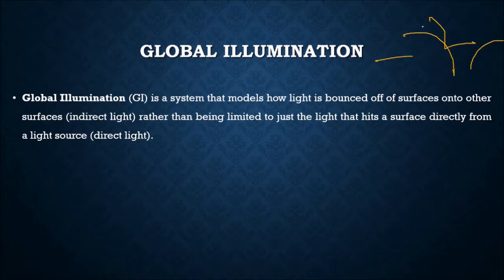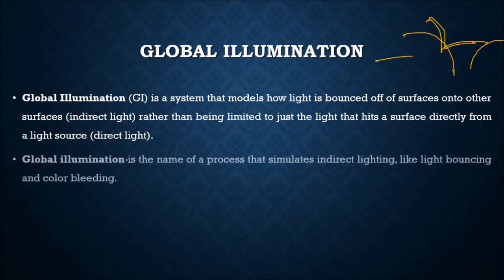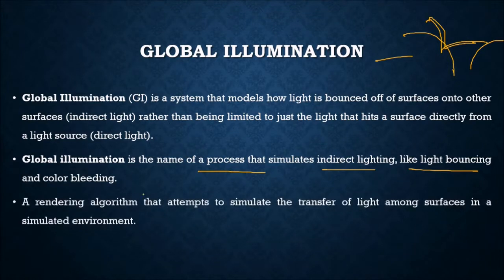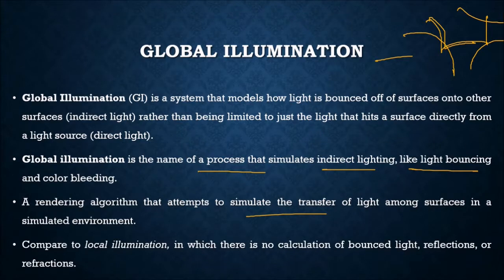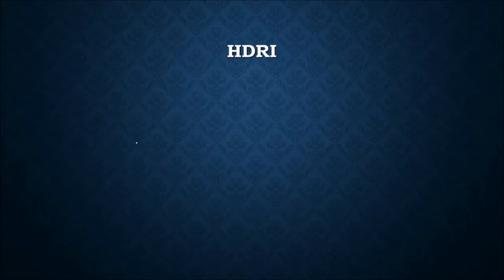That is, direct light to indirect light, rather than being limited to just light that hits a surface directly from a light source, that is direct light. So global illumination is the name of a process that simulates indirect lighting, like light bouncing and color bleeding. A rendering method that attempts to simulate the transfer of light among surfaces. There can be more than one surface in a simulated environment, in comparison to local illumination, in which there is no calculation of bounce light, reflections or refractions.